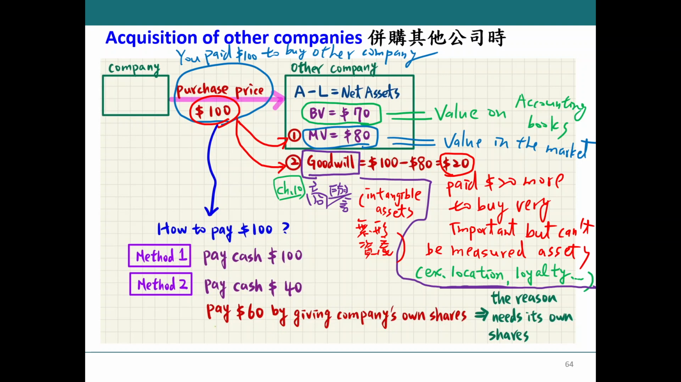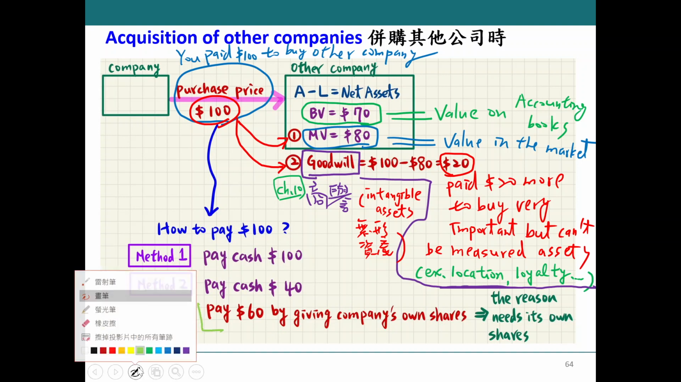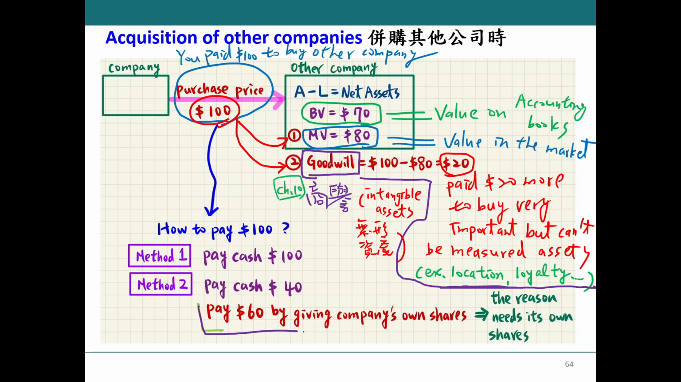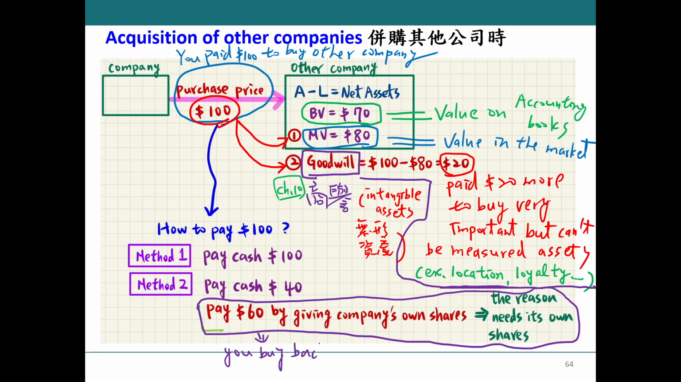So you buy back your shares because you are going to pay the $60 using your own shares. So that's why you have to buy back your shares. You buy back your own shares. So what does it mean? It means treasury shares. Okay, so there's a reason to do this: use the shares to buy other companies.